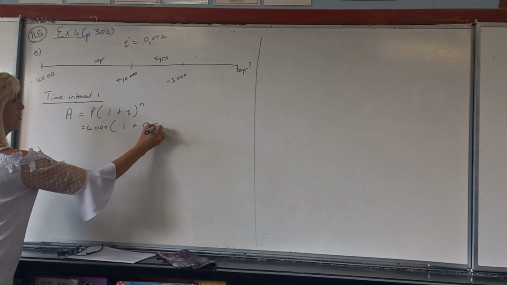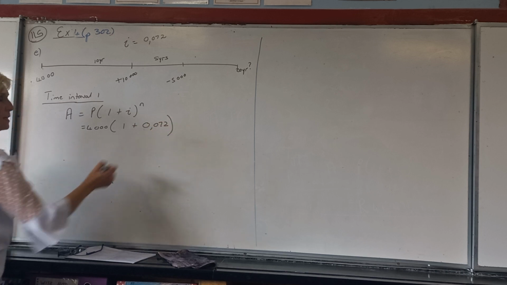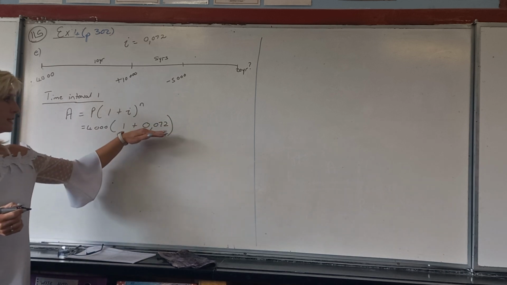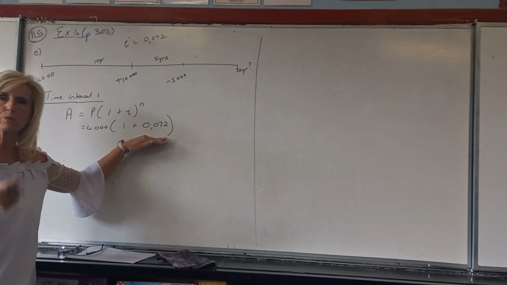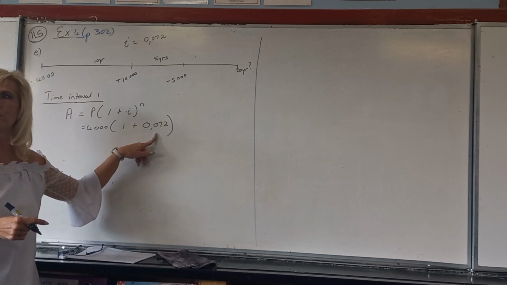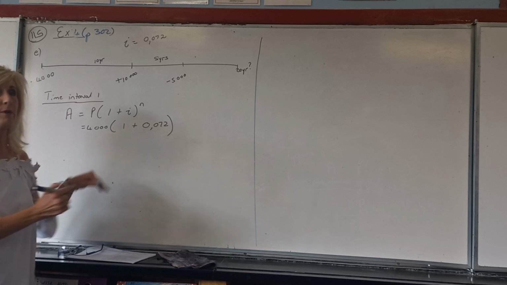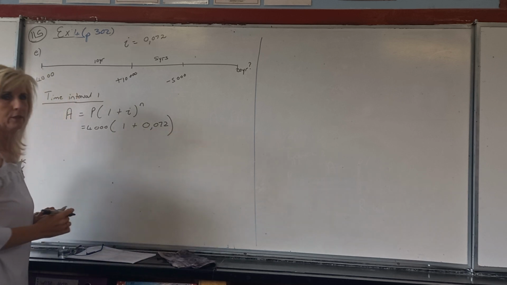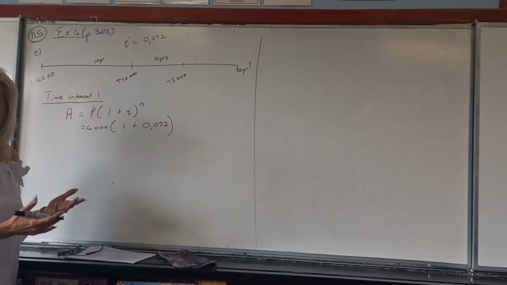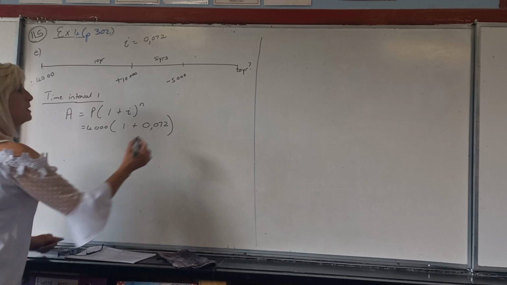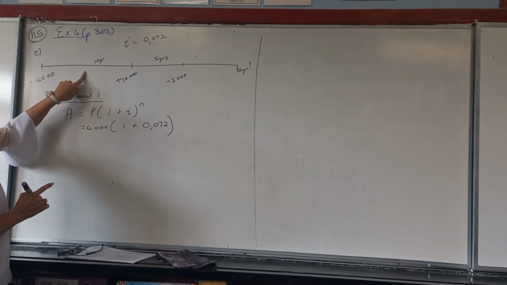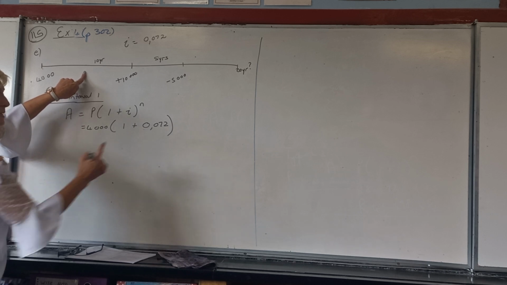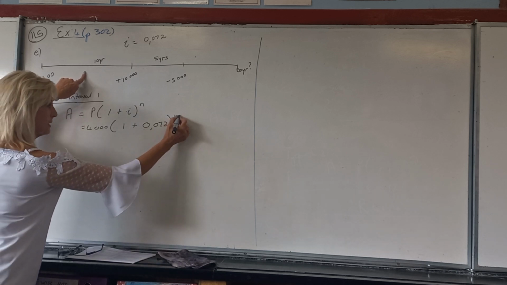Your i is 0.072. And like I told you in the previous lessons, if there's on top of 12, you knew it was monthly. If it's on top of 2, you knew it was biannually. If it was on top of 4, you knew it was quarterly. If it's on top of 1, you mean it's annually or yearly if you want to. So then n is now what? n is 10 years. Because this was yearly, then 10 is the years.